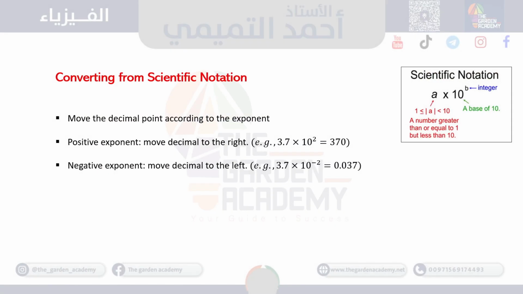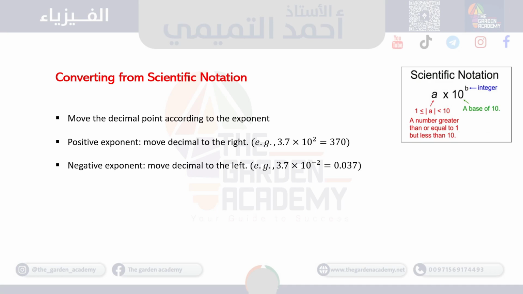طيب, how can we convert from the scientific notation? How can we write down a number from a scientific notation? أولاً, we move the decimal point according to the exponent and that's it. If we have a positive exponent, that means we move the decimal to the right. And if we have a negative exponent, that means we move the decimal to the left.